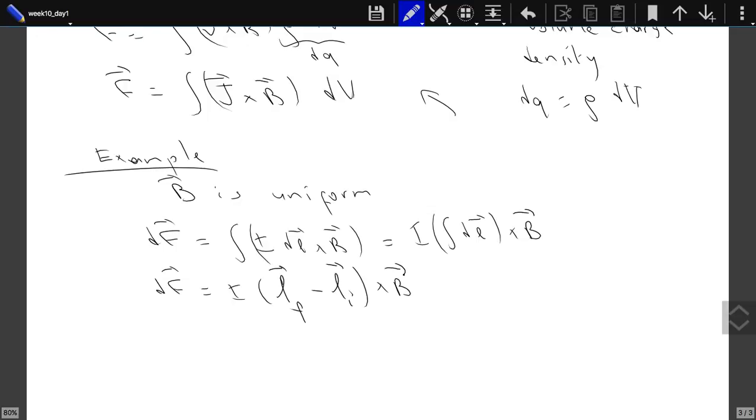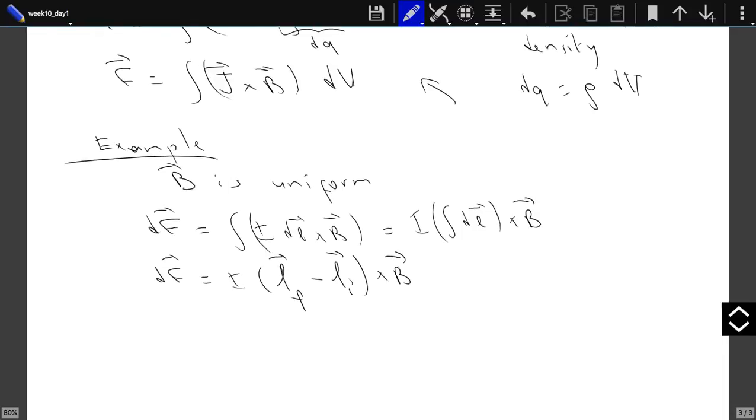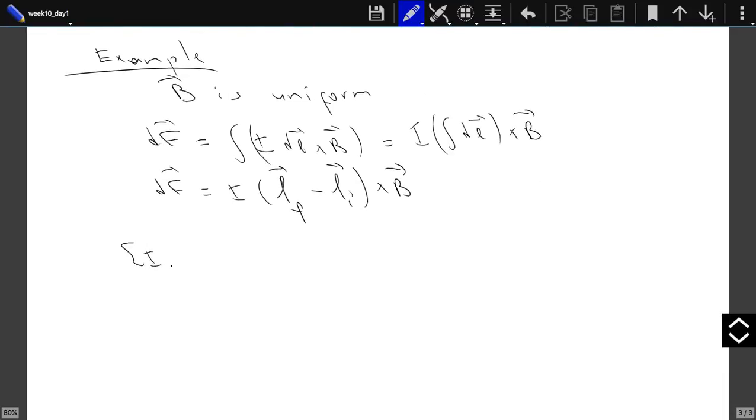Now, the uniform B case is the easiest one. Is it dF or F? F. It's the total force.